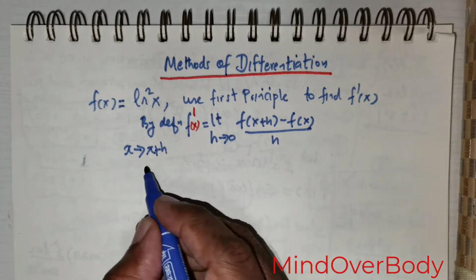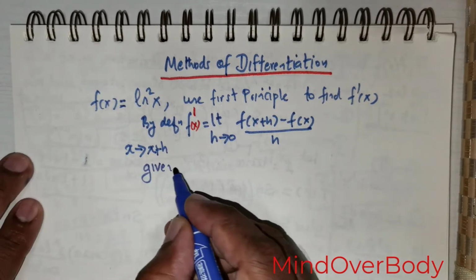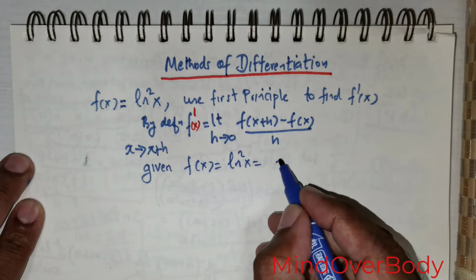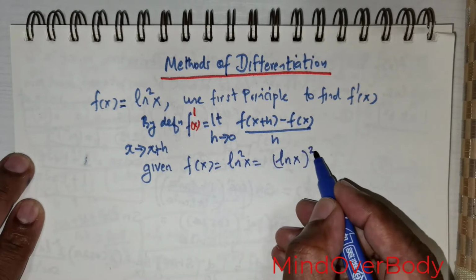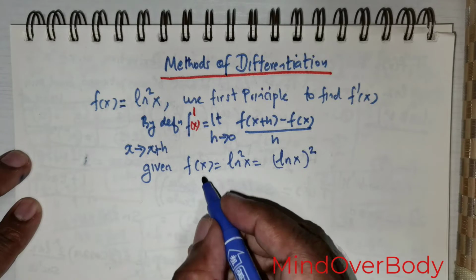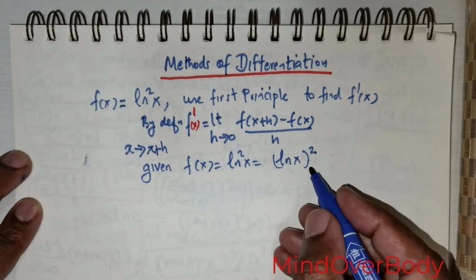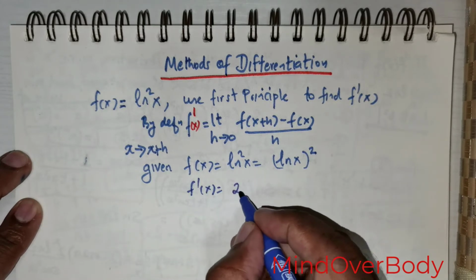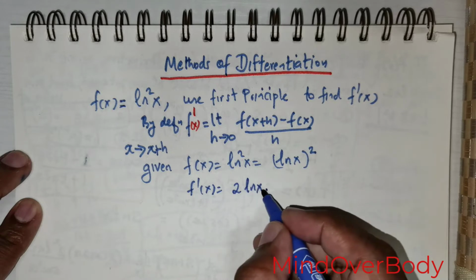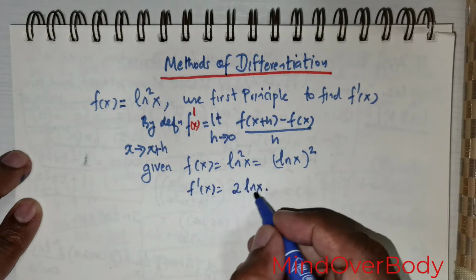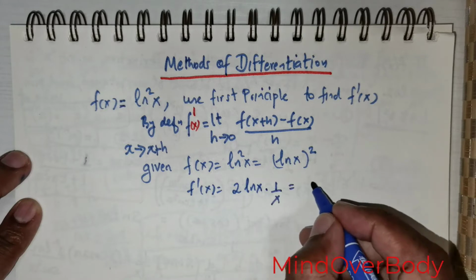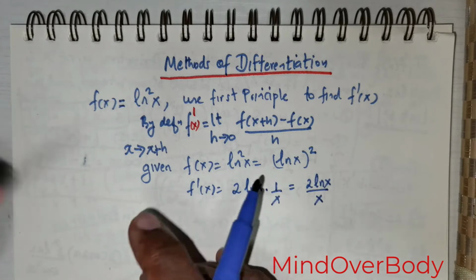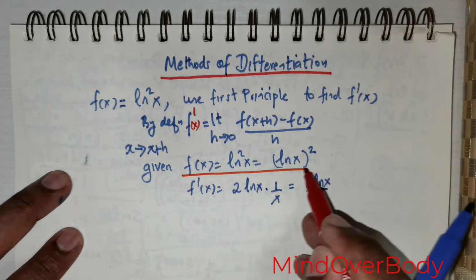Now foremost we are given f of x is equal to ln squared x. Now this is nothing but ln x raised to the power of 2. Now if we are to take the differentiation, we should get f dash of x is equal to 2 times ln of x times differentiation of ln x, which is 1 over x, which is equal to 2 times ln x over x. So this is what is required.